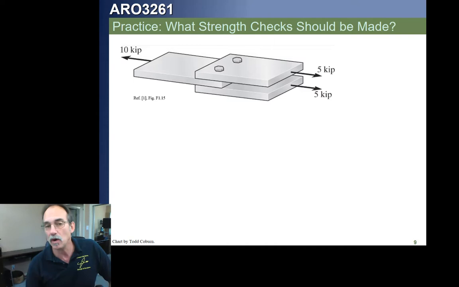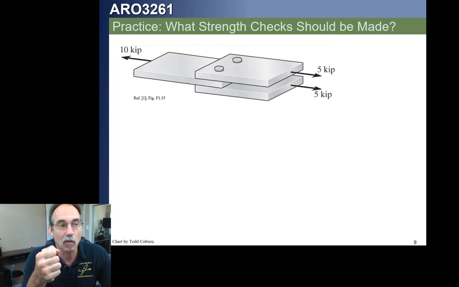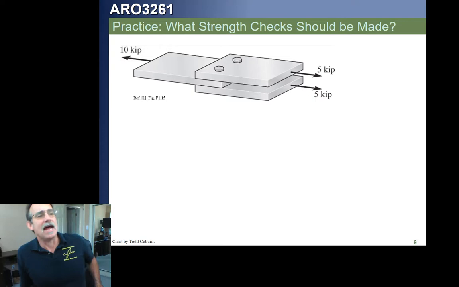Or often with bolts, instead of a stress, we'll often get the allowable as a force value. So if we have a force allowable for the bolt, we just compare it to the applied load, 2.5 kips. If we have a stress allowable, we calculate the P over A for that 2.5 kips, and then check it against that stress.